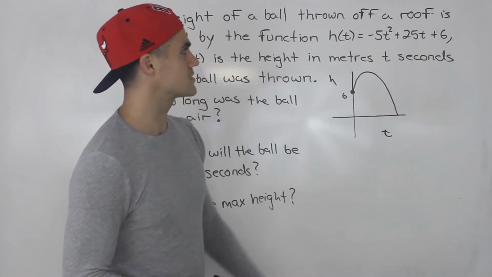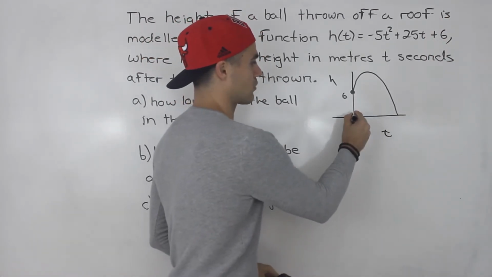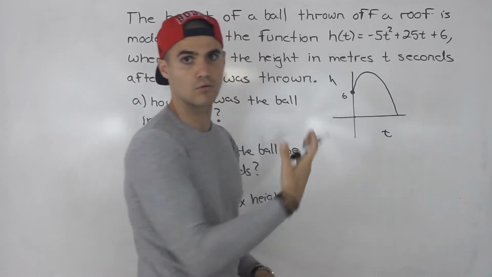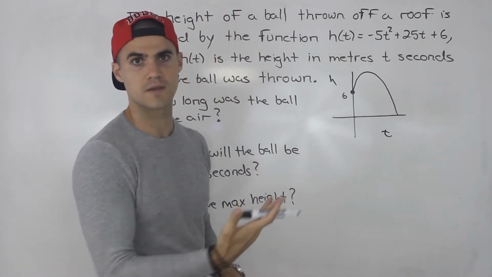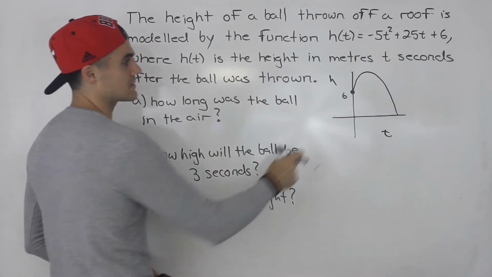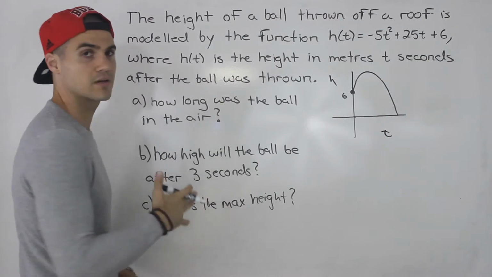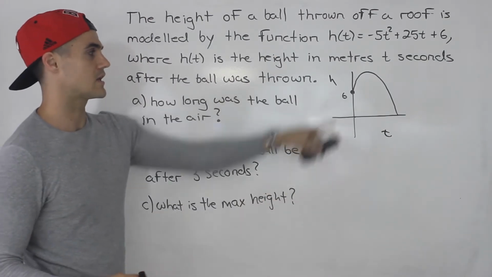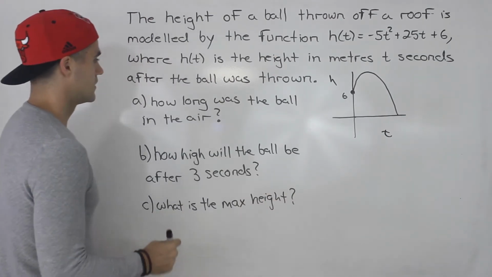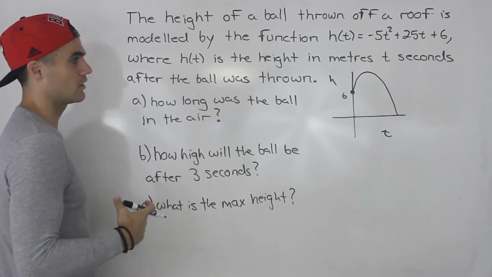Now, sometimes there may not be a c value, then we know that the ball is being thrown from the origin. It's basically being thrown from the ground, or a ball is being kicked, for example. But again, that c value of 6 makes sense. Ball is thrown off a roof. Now, they're not asking how high the roof is, but if they were asking that, that's what the answer would be. So starting off with part A, they're asking how long was the ball in the air?